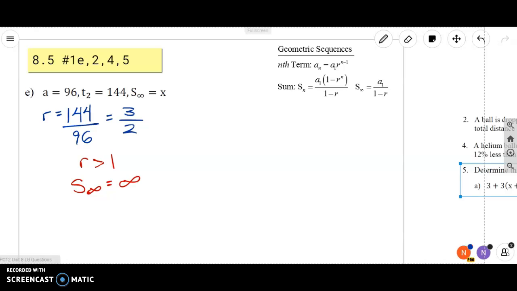So just as a reminder, if we have an r value, it must be between -1 and +1 for the series to converge. Since it doesn't, our answer is infinity.